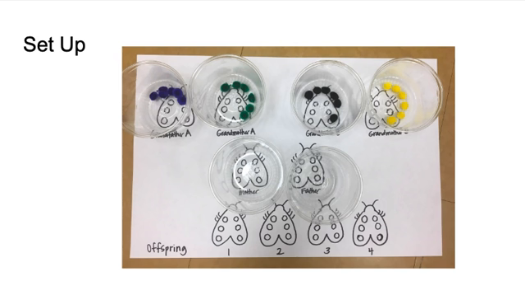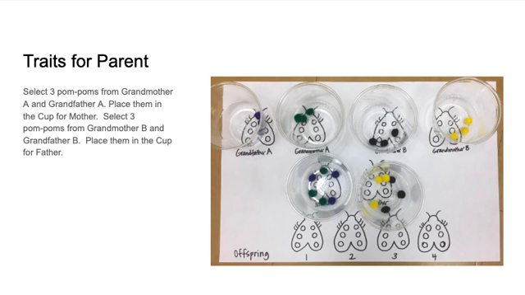These pom-poms represent different traits that the grandparents in this activity possess, so you'll put the different color pom-poms in each of the cups. You'll then show the grandparents passing on their traits to the parents by placing 3 pom-poms of each color into the specific parent cups.